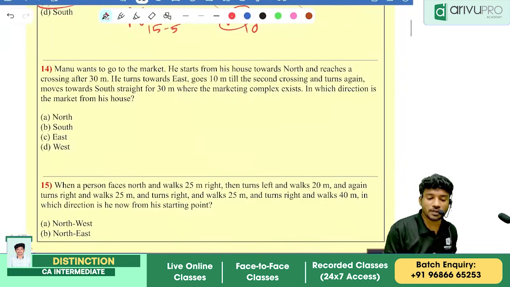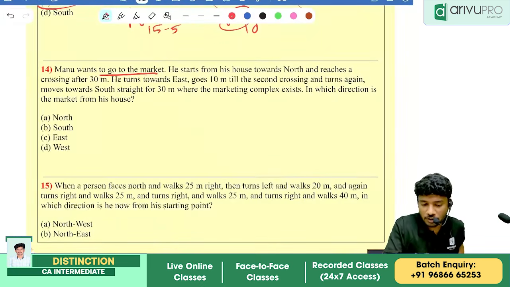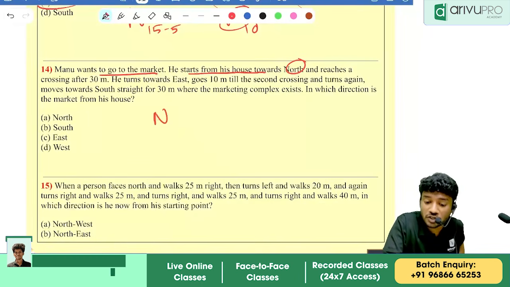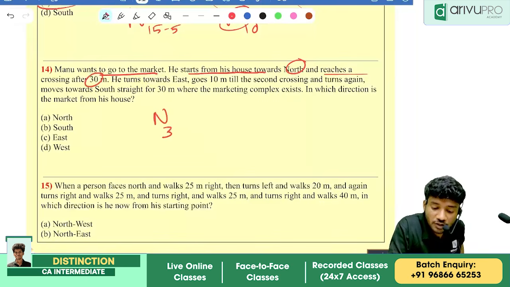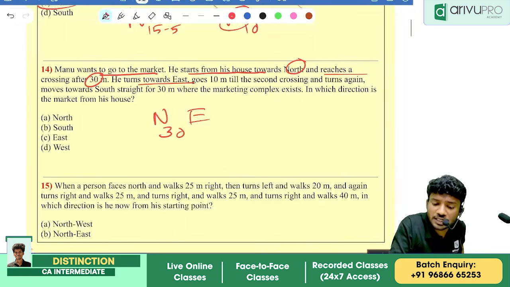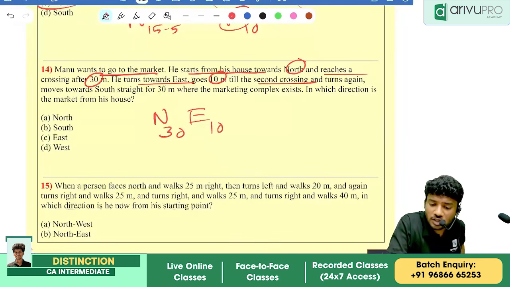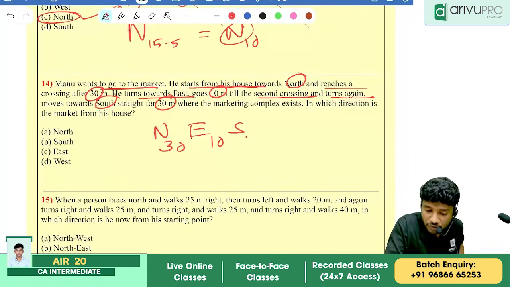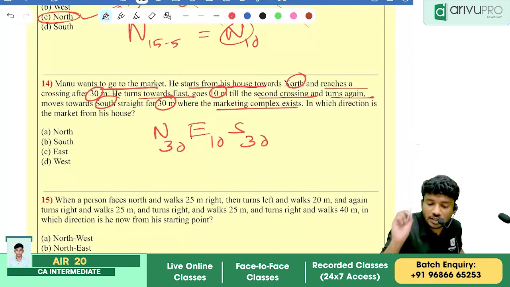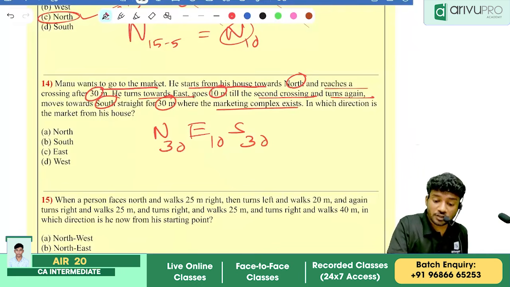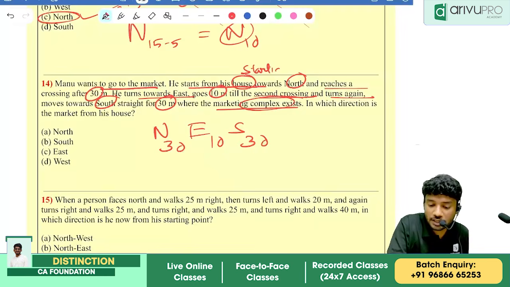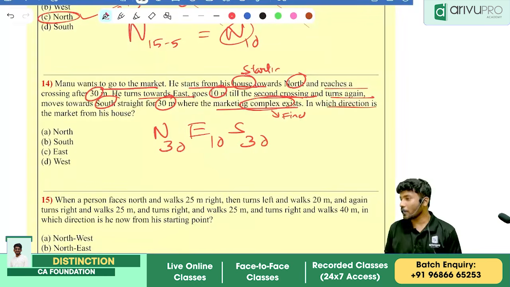Okay, next question. Manu wants to go to the market. He starts from his house in the north direction, reaches a crossing after 30 meters. He turns towards east and goes 10 meters till the second crossing and turns again, moves to the south straight for 30 meters where the marketing complex exists. Actually, if you ask me, so starting point is what? Starting point is house. Marketing complex is the final point. In which direction is the market from his house is the question.